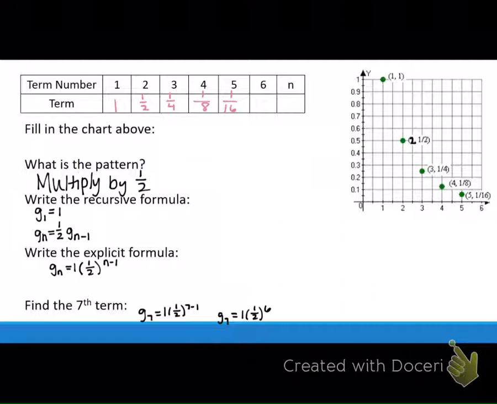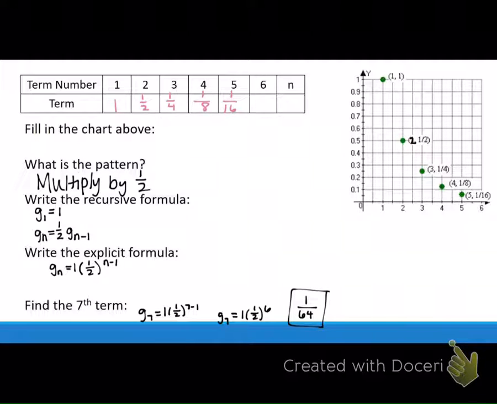Brian, did you raise it to the 6th power yet? No. What'd you get? 1/64. 1/64. Good. All right, questions there?